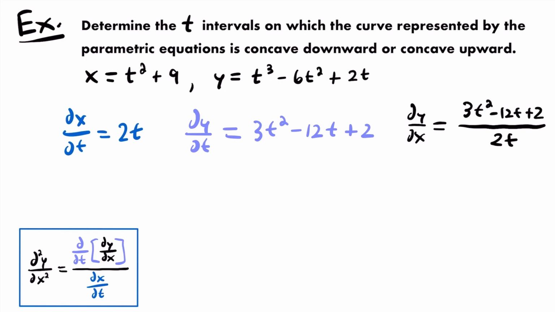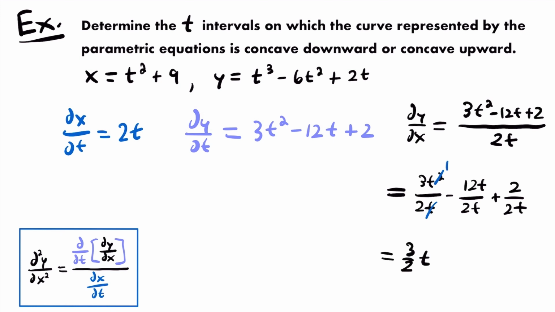But what we can do is divide each of these terms by 2t, and what that would give us is that our first derivative is equal to 3t squared divided by 2t minus 12t divided by 2t plus 2 divided by 2t. And this is going to simplify pretty nicely into an expression that is a whole lot easier to differentiate with respect to t. Note that we have t squared divided by t. One of those t's will cancel out with one of those, so we're just going to be left with 3 halves times t to the first power.